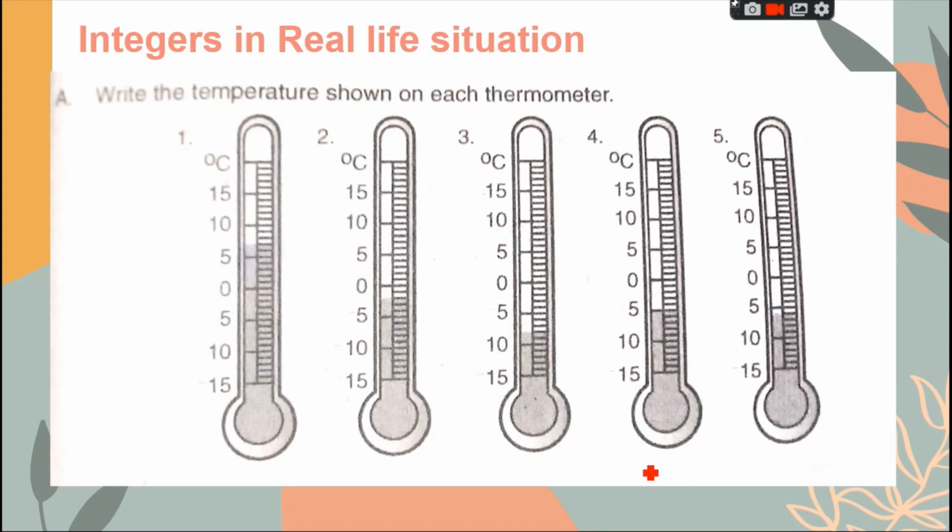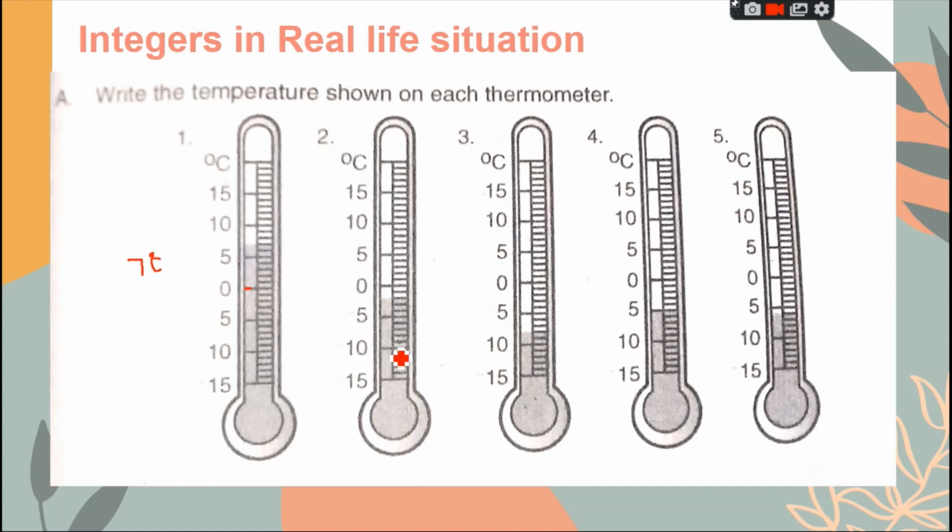Now, we have also another example, and let us relate this one to a real life situation. Based on what you can see, we have here thermometers, and the instruction tells us to write the temperature shown on each thermometer. So let's start with number 1. We have here 0, and based on what we can see, the diagram tells us that we are at positive 7 degrees Celsius.